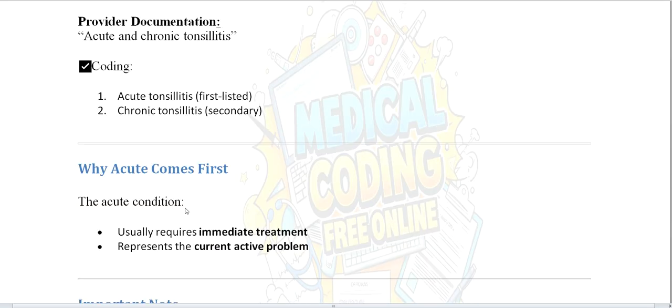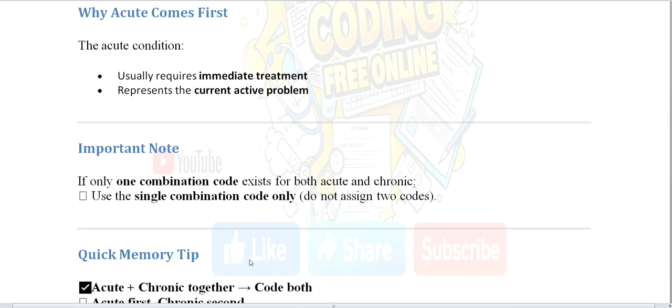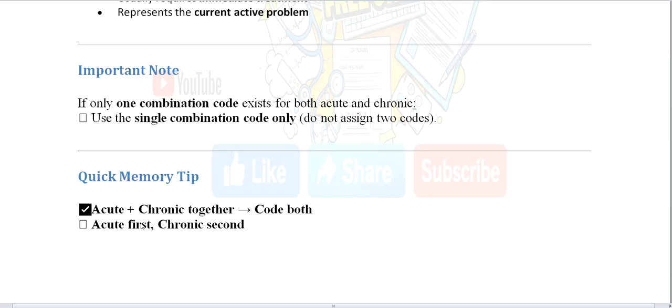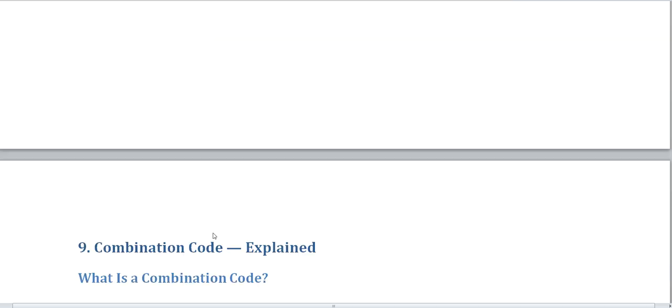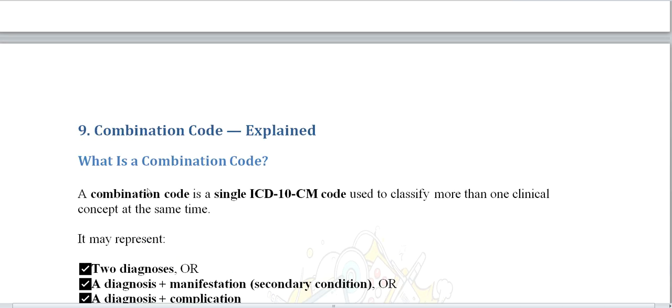So why do acute codes come first? Usually the condition requires immediate treatment and represents the current active problem. So what is the important note? If only one combination code exists for both acute and chronic, use the single combination code only. Do not assign two codes when a combination code applies. So, acute plus chronic codes together: code both. Acute first, chronic second.